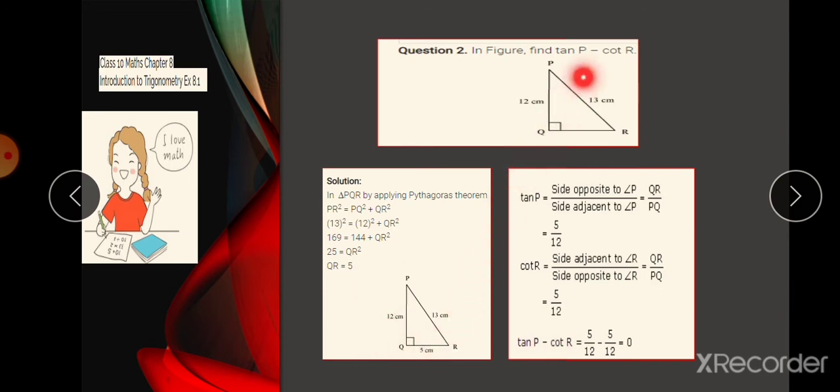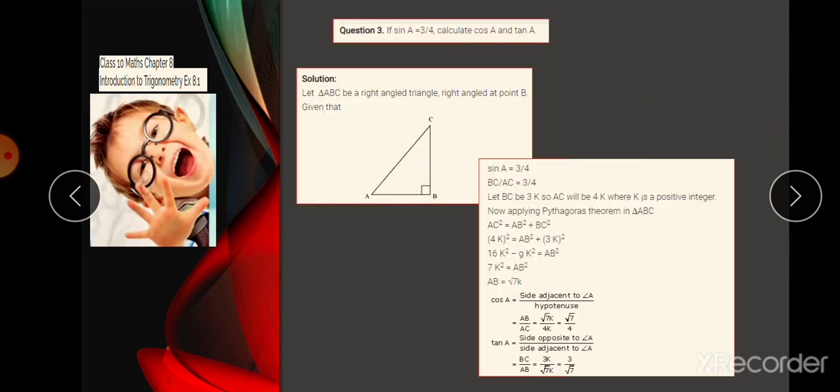Now they are asking tan P. Tan P is at this angle. Tan is nothing but opposite by adjacent. Who is the opposite of P? 5. And who is the adjacent? 12. The same way cot R. R is here. What is the cot? Adjacent by opposite. Who is the adjacent? 5. Who is the opposite? 12. That is 5 by 12. Then 5 by 12 minus 5 by 12 will get cancelled. Then 0 is the answer for tan P minus cot R. Understood, students? Now we'll go for the third question.